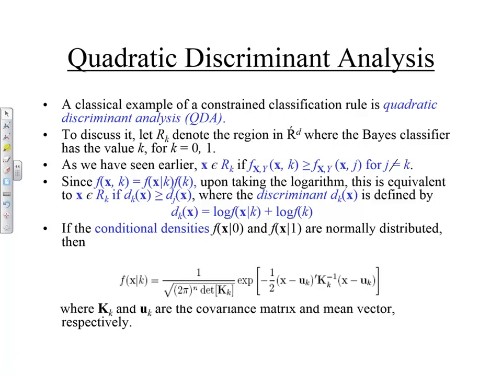So now this joint density f of x and k, you can write as f of x conditioned on k times f sub k, right? And if you take the log, this is equivalent to x is in this region R sub k if d sub k of x is greater than or equal to d sub j of x, where d sub k is just the log of that function, because the logarithm is a monotonically increasing function. So you're not going to change the ordering of those quantities by taking the logarithm. So you're going to look at this discriminant function, d sub k of x, which will be log of f evaluated at x conditioned on k plus the log of f sub k, right?